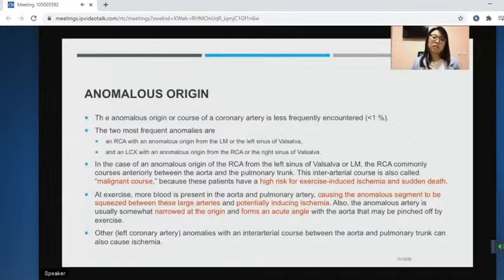Some people think that it's quite normal to have an anomalous origin, but actually we should really look into it, because we call this the malignant course, where when the patient exercises a lot, or is under some tension and others, they have a higher risk of exercise-induced ischemia and sudden death. And anomalous origins have become the second most common cause of sudden death.